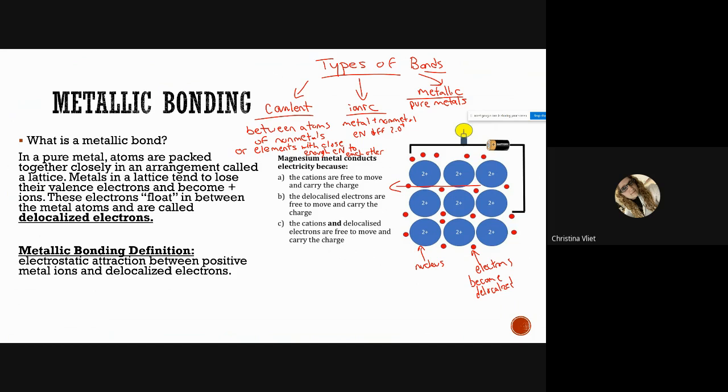And so the way to understand it is that metals are in a lattice, and their electrons, their valence electrons specifically, stay in between the different nuclei of the metal.